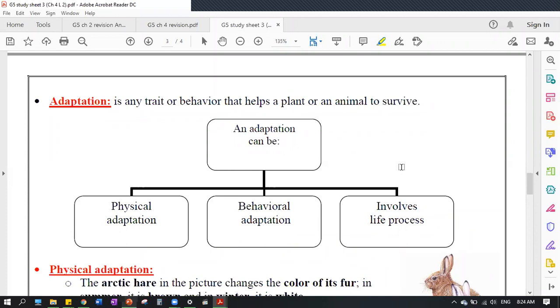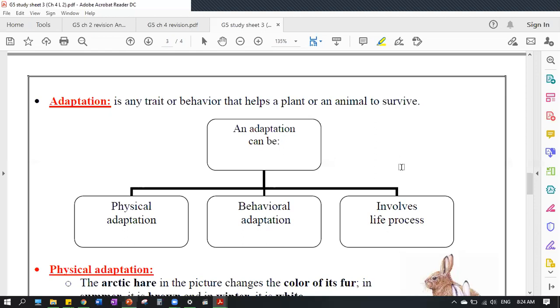Now let's move to the second part of the lesson, which was talking about adaptation. And you know now that an adaptation is a trait or behavior. A trait is something that it gets from its parents, or something in its body, or a behavior, something the animal does to help it survive.